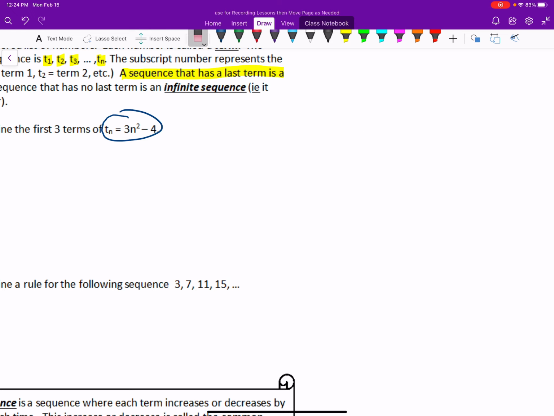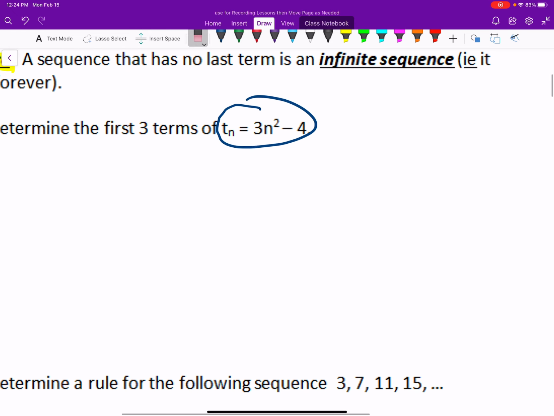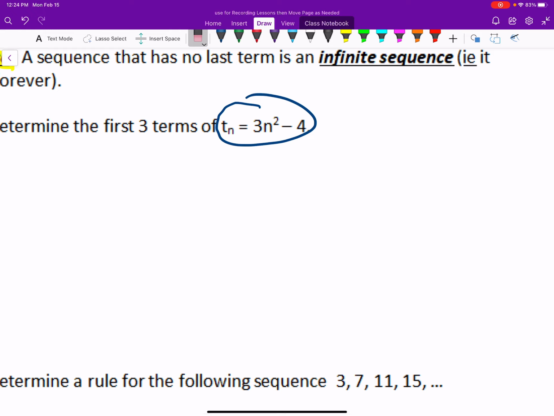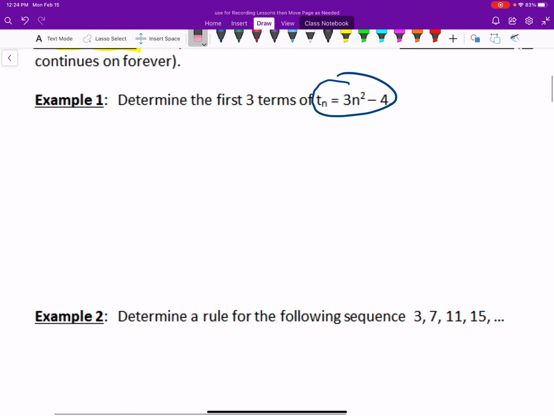So it's saying that whatever term number we have, we plug that number in, we square it, then multiply it by 3, then subtract 4. So it's almost like using function notation. Term 1 means that n equals 1. So I'm going to put 1 in for n and find out what t sub 1 is. 1 squared is 1, times 3 is 3, minus 4 is negative 1.